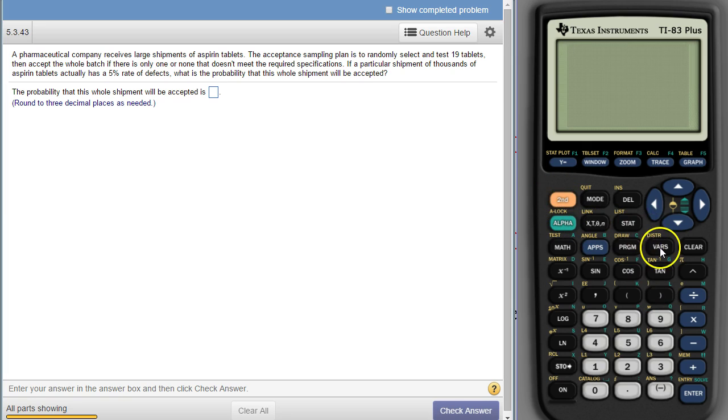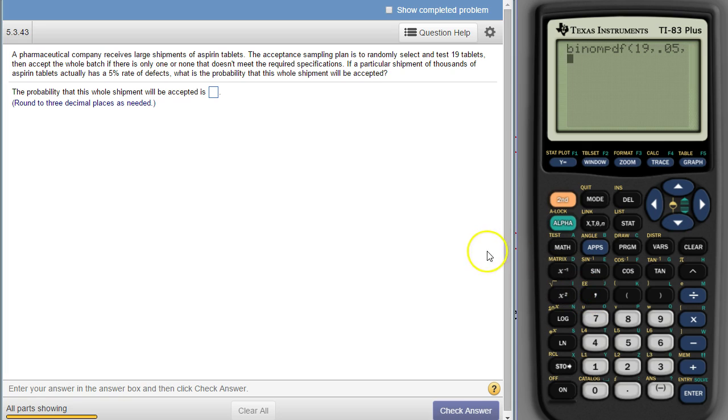Under DISTR, the second bars are the distributions. That's what DISTR means, distribution. And here is binomial. So binomial PDF takes in N, P, and X. N is the number in your sample, so 19. P is the probability of success, which in this case is a defect. So write that as a decimal, so 5% is 0.05.